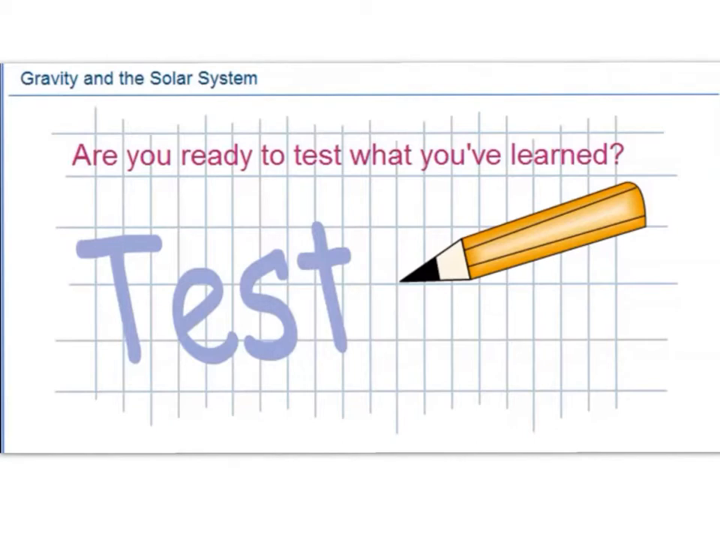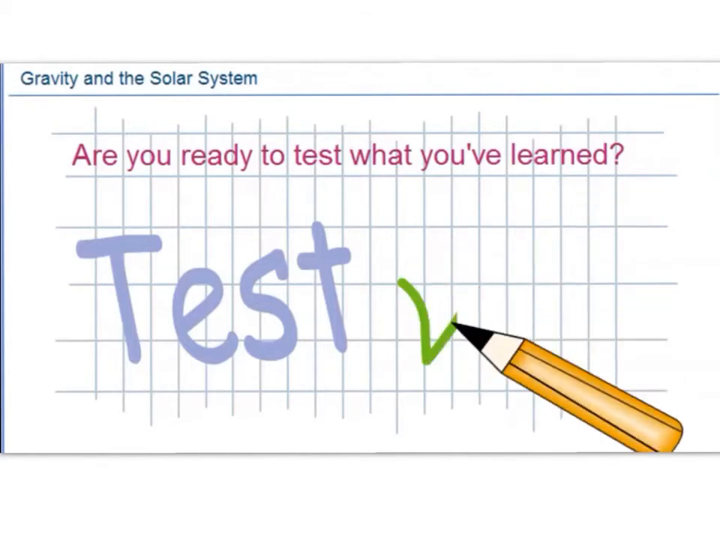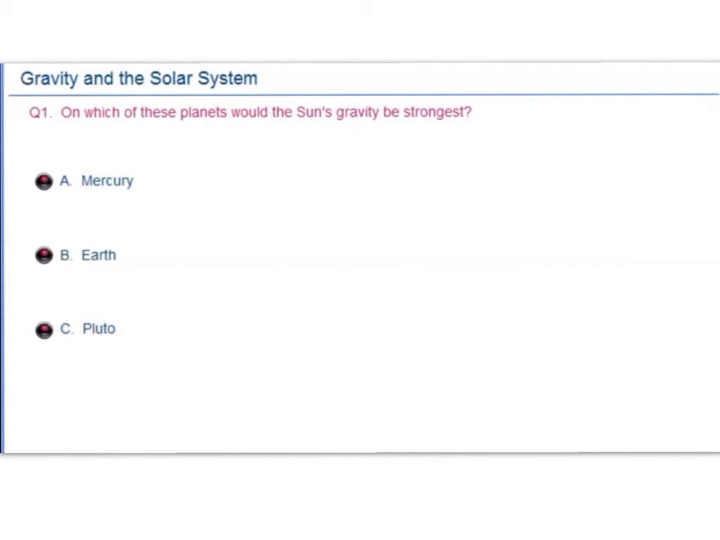So now what I want you to do is answer these questions on loose leaf and turn it into your tray. So, on which of these planets would the sun's gravity be strongest? Is it Mercury, Earth, or Pluto? So write number 1, and then what letter and what planet you believe. You must write the planet name too. Spelling counts.